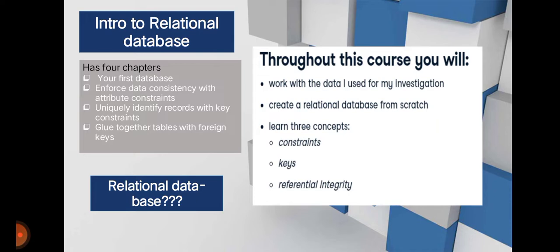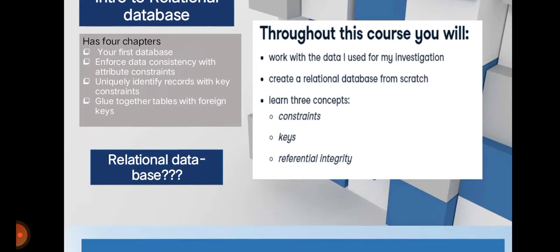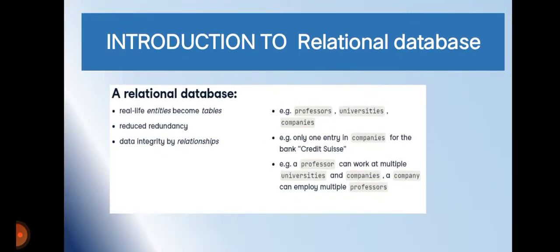So what is a relational database? Firstly, we should know about this. A relational database means real life entities become tables. For example, we form tables in a relational database like professors, universities, and companies tables.